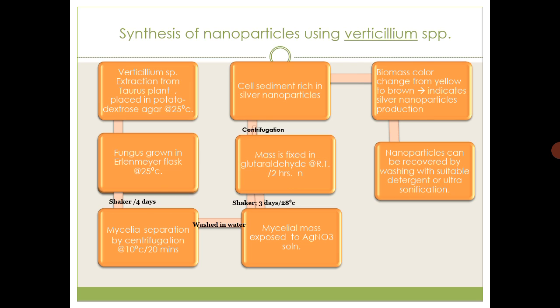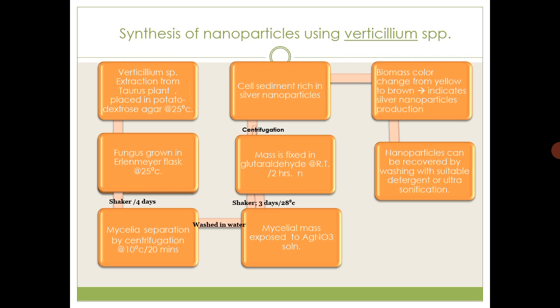And as we saw the color change from yellow to brown for silver nanoparticles, right? In the gold nanoparticles we will observe a color change from pink to blue. These are the two main differences for synthesis of the silver and the gold. In the similar way, the way in which the Verticillium synthesized the silver nanoparticles, in the same way the Verticillium will synthesize the gold nanoparticles.